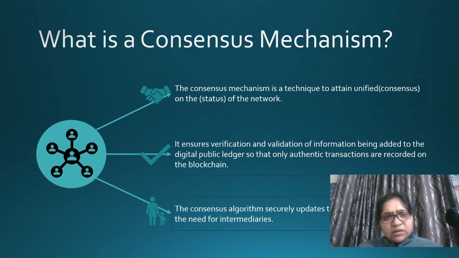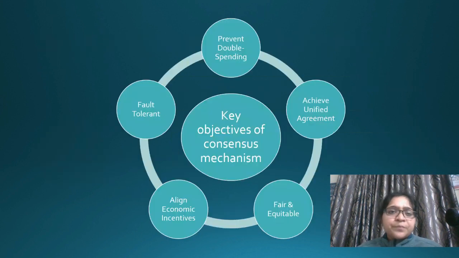They are validating the transactions and we are good to go ahead and add them into the public or private blockchain, right? It ensures the verification and validation of the information. The consensus algorithm securely updates the blockchain data without the need of an intermediary, right? So consensus is an approval. It's a thumb rule, right?